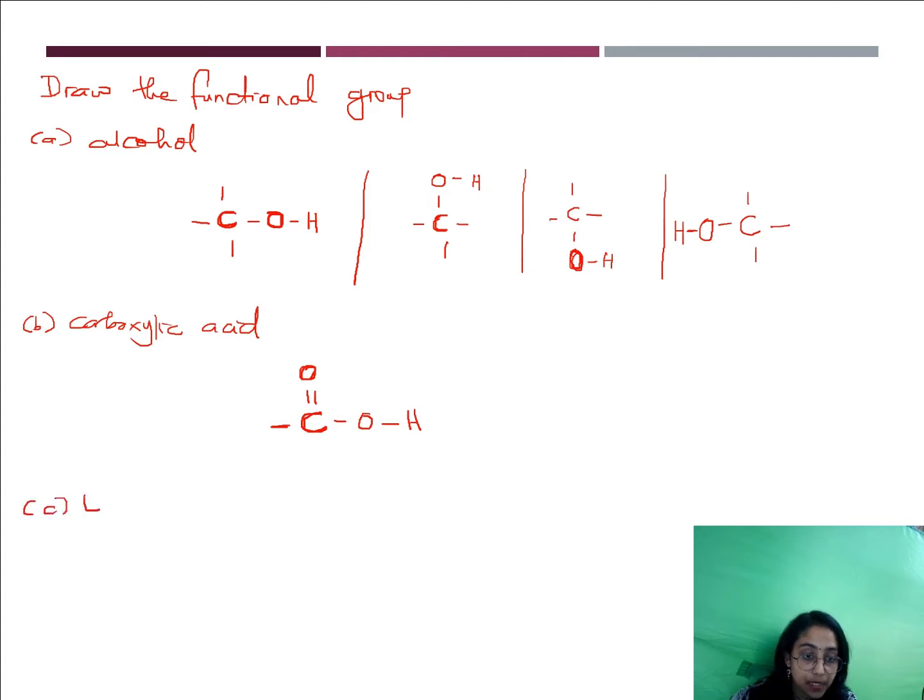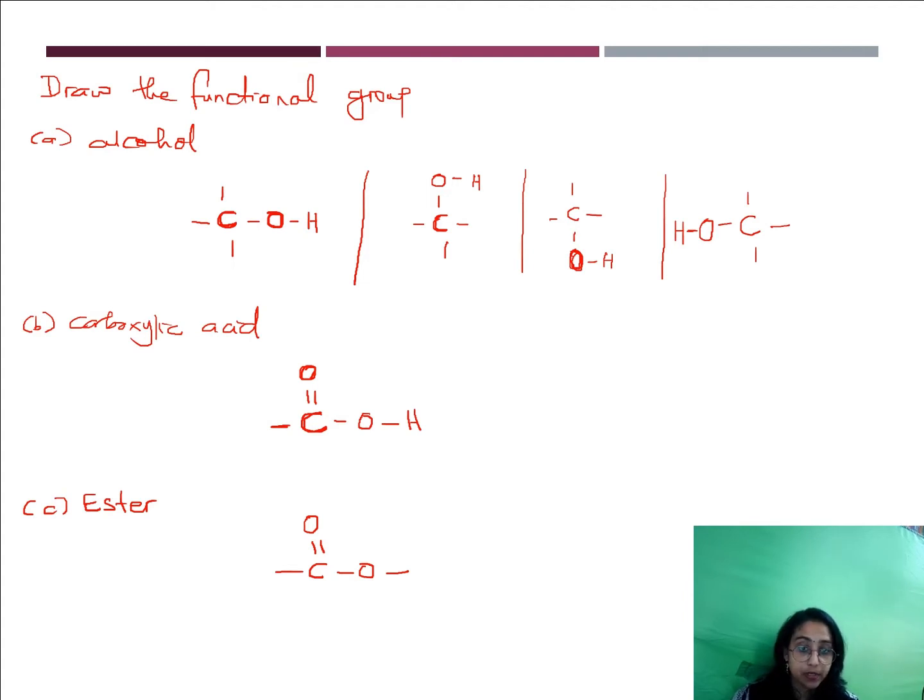And another one is for ester. For ester, it will be the same as this. You only have to eliminate the H from the carboxylic acid, because the ester group is COO only. We don't place the H. So this is how we show the functional group of each homologous series of alcohol, carboxylic acid and ester by drawing it.